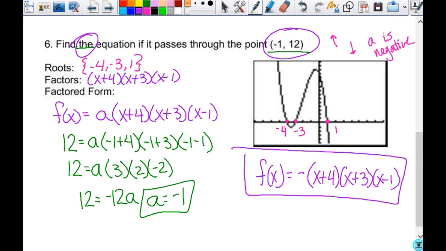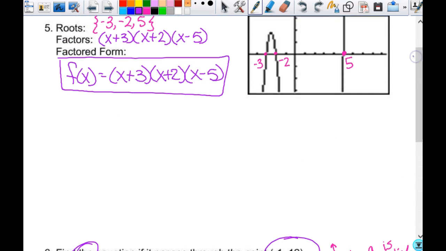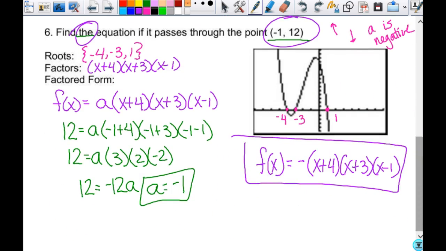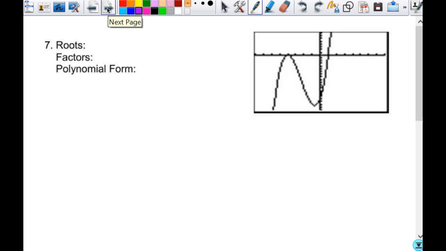And so if we plugged this into the calculator, we would get this exact graph. If we plugged the previous one into the calculator, we may or may not get this exact graph, only if A would happen to be 1. Does that make sense to you? Any questions at this point? We good? All right, let's do the next one together too. All right, so what are my roots here?